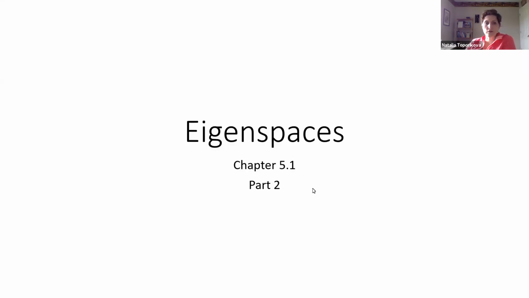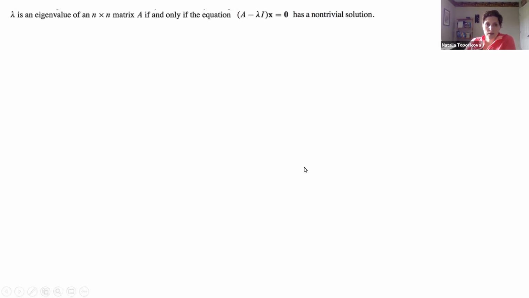Hello, this is the second part of chapter 5.1, and we will talk about eigenspaces. In the previous lecture, we discovered that if lambda is an eigenvalue of our square matrix A, then the necessary condition is that the product of the matrix A minus lambda times the identity matrix, times x, is equal to 0. In other words, this matrix equation should have a non-trivial solution.